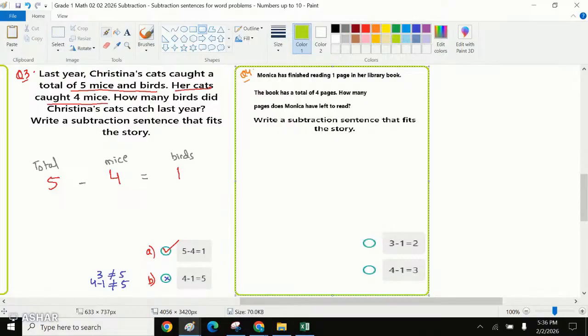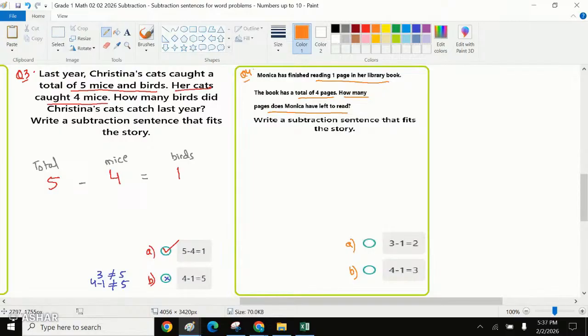Question number 4 says, Monica has finished reading 1 page in her library book. She already read 1 page. The book has a total of 4 pages. She read 1 page. How many pages are left to read? Monica has finished reading 1 page in her book. There are a total of 4 pages. So if she has already, yes, thank you, May. So option A, option B?